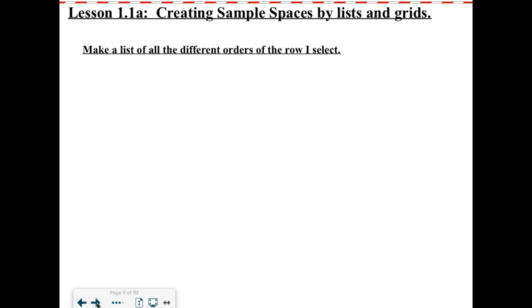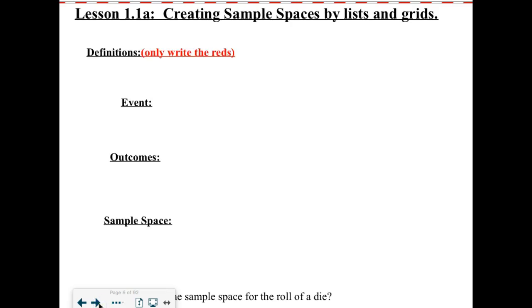Alright, I am going to skip this part. We will talk about it at the end of the lesson. So, what's your goal? Well, always in math, there's vocabulary to have, and this is no exception. The first word is event.